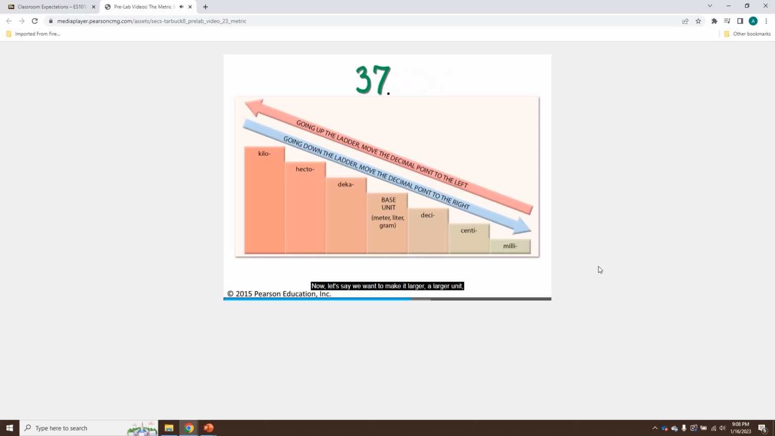Now, let's say we want to make it a larger unit. Those same 37 grams, how many kilograms is that? Well, we need to realize that a kilogram is 1,000 times larger than a gram, so the number is going to be smaller. And when we're going up the ladder, we move the decimal place over to the left. So again, 3 spaces are required. 1, 2, 3, add a 0 in for that third space. And now we understand that 37 grams is the same as 0.037 kilograms.